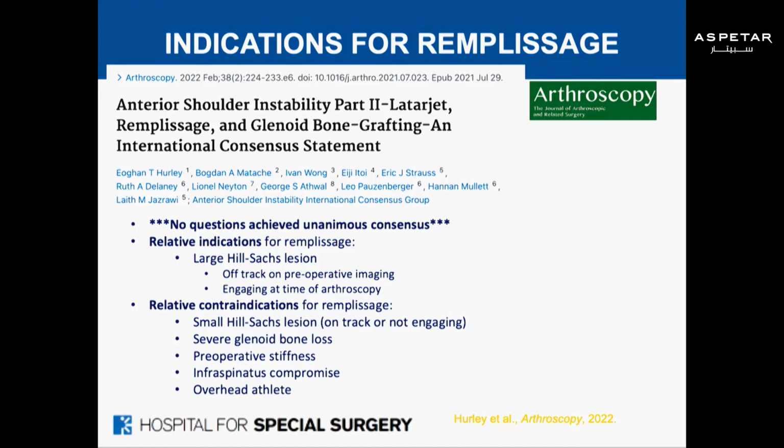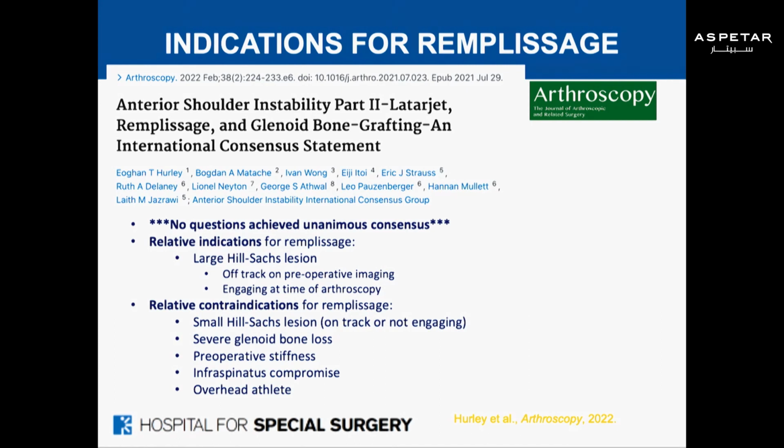Relative contraindications, they talked about small Hill-Sachs lesions, ones that don't engage. And again, this was published in 2022, based on a survey done in 2020. I think over the last 5 years, we've even changed, and you'll see some of the data to support that. Severe glenoid bone loss, that's where, again, at that far end, that 20, 25%, I'm going to do a Latarjet and I'm not going to do a remplissage.